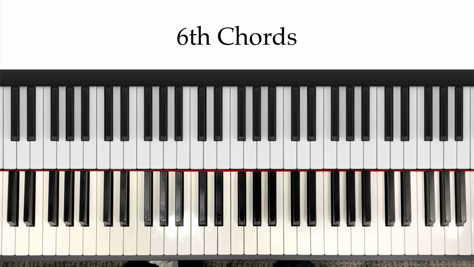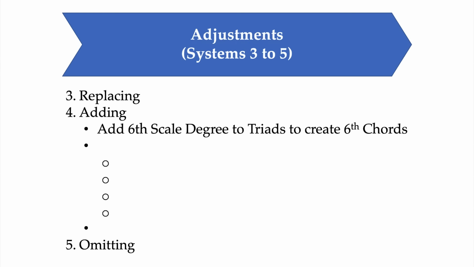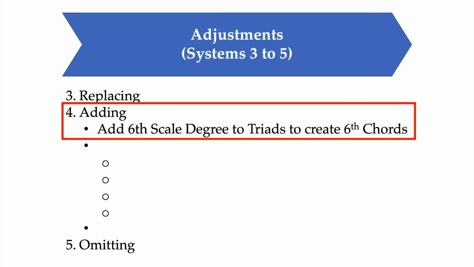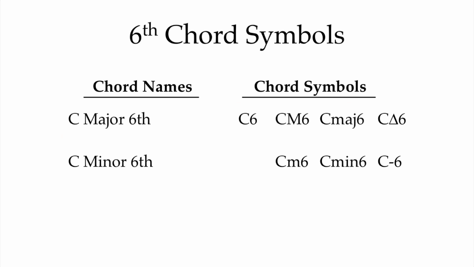These are the 6 chords. So this is our first new chord from adding notes to our standard basic chords, adding the 6th scale degree to major and minor triads to create 6 chords. And these are the symbols for the 6 chords. If it just says C6, that's a C major 6th chord.